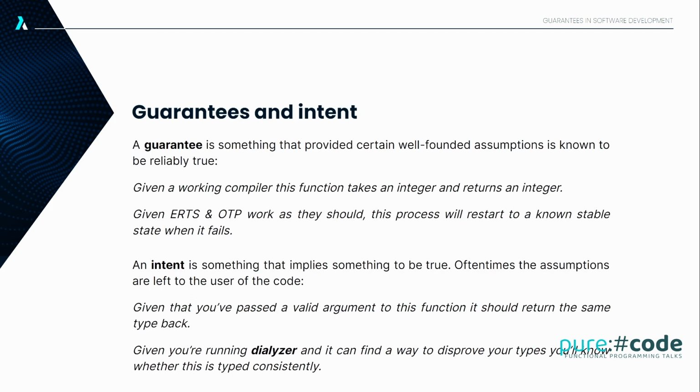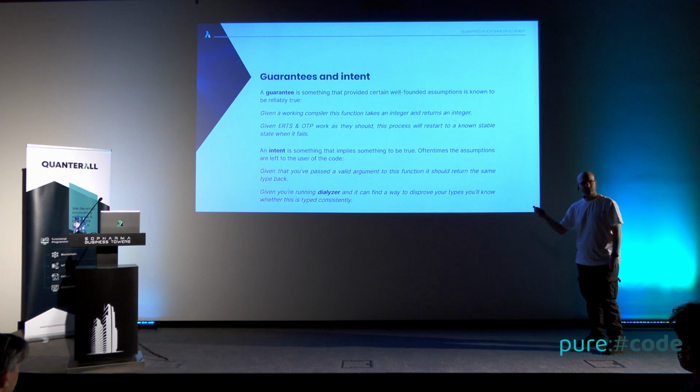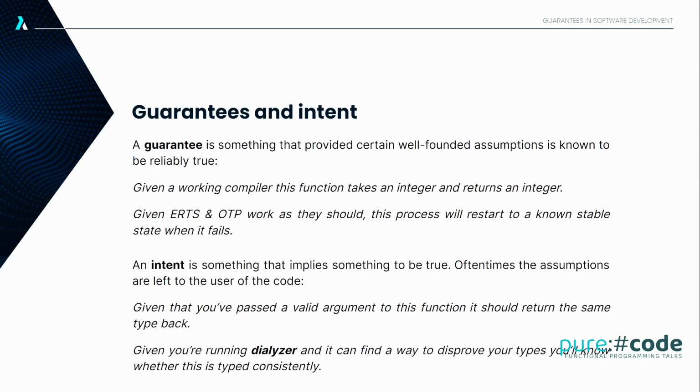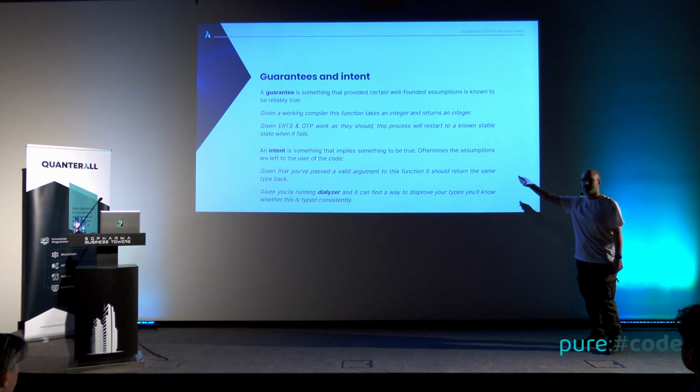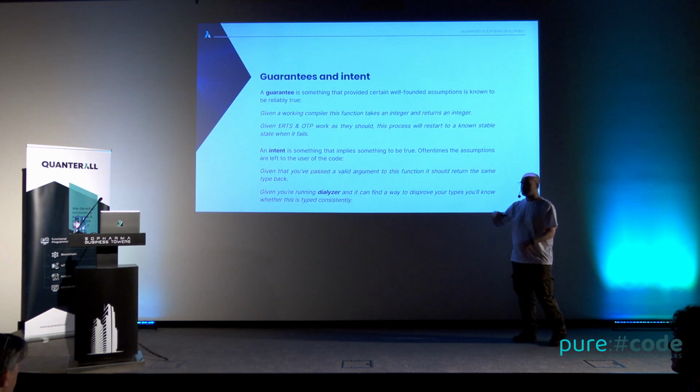So let's do some definitions of stuff. A guarantee is something that we can, provided some very basic assumption that sounds ridiculous, we can say that this is true, right? So given a working compiler, this function takes an integer and returns an integer. We can guarantee that, right? Given the Erlang runtime system and OTP work as they should, this process will restart to a known stable state.